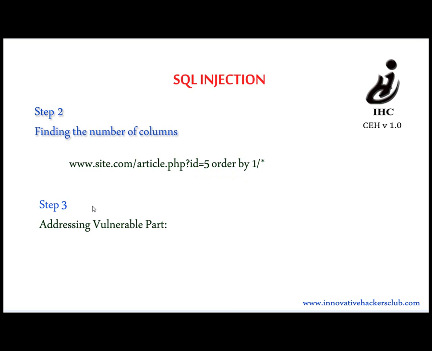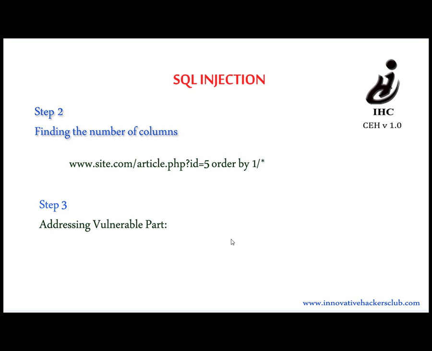In my example, I got an error when I used the value 3. So the URL becomes site.com/articles.php?id=5 order by 3. This gave me an error report. So this means there are 2 columns in the current table. This is how we find the number of columns.